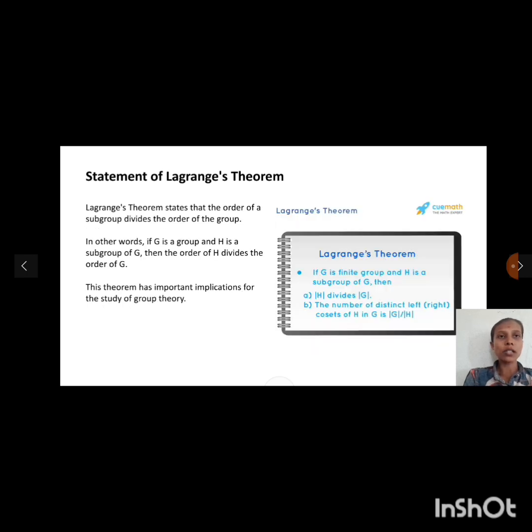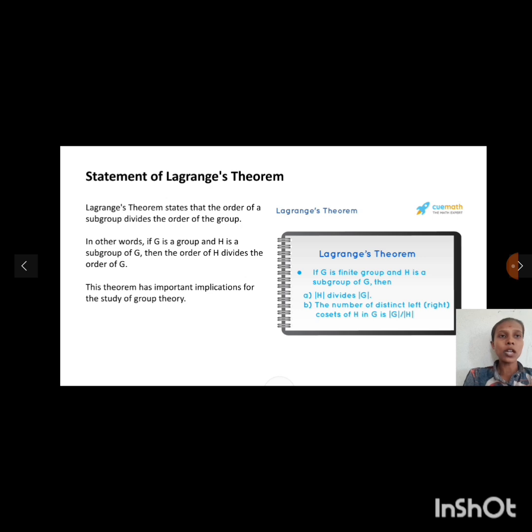Statement of Lagrange's theorem. Lagrange's theorem states that the order of a subgroup divides the order of the group. In other words, if G is a group and H is a subgroup of G, then the order of H divides the order of G. This theorem has important implications for the study of group theory.